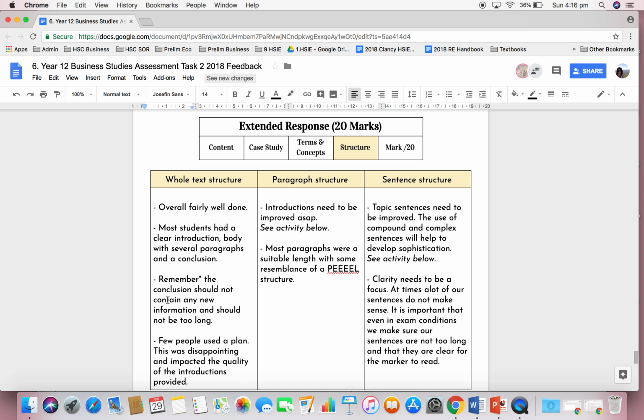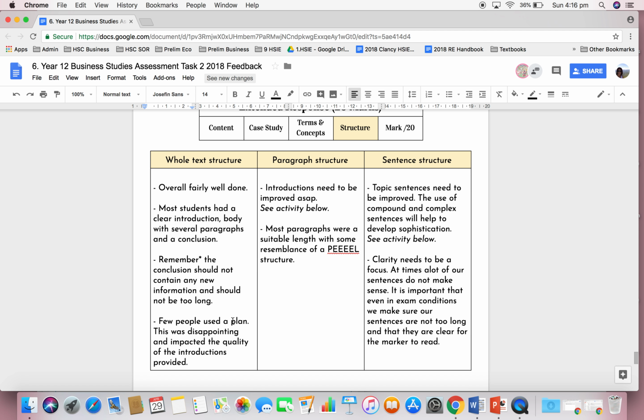One thing, guys, I was a bit disappointed with, to be completely honest with you, was the plan. I was really disappointed by the fact that not many of you used a plan. And I think that by not planning, it actually impacted the quality of the introductions. And we're going to move on to that in a minute.